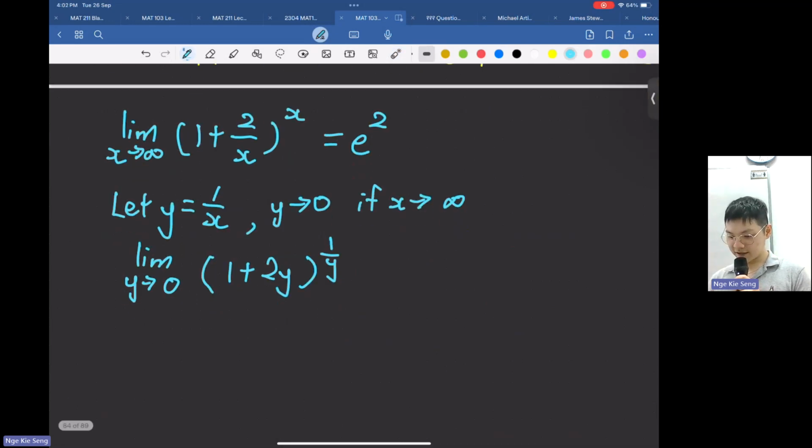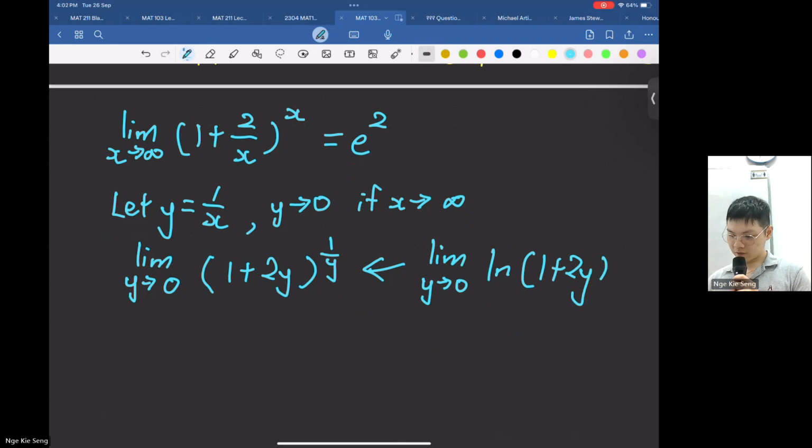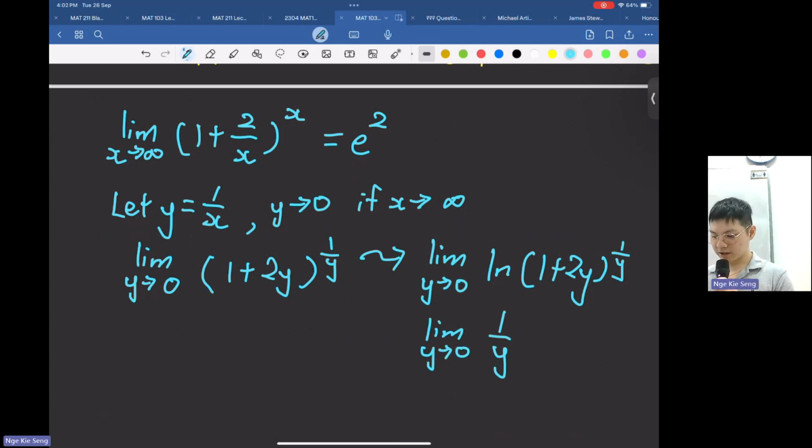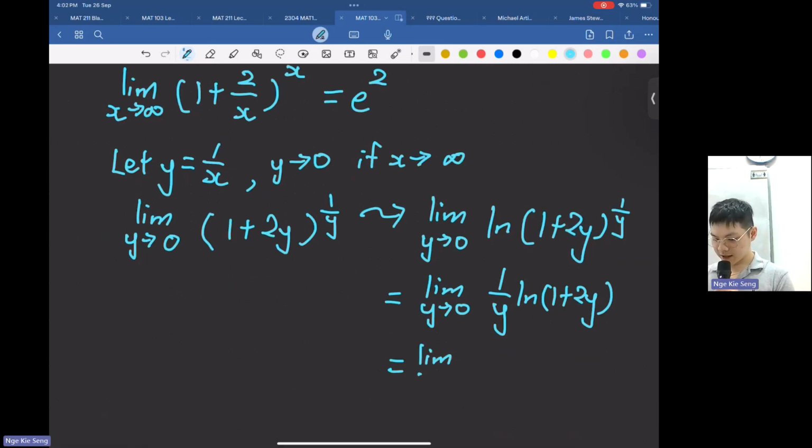So instead of studying this, maybe you can study this function instead. Because the advantage of doing this is I can throw the power down, throw the power to the front or multiply by the power. But at this stage, I think it is easier to see what is going on.